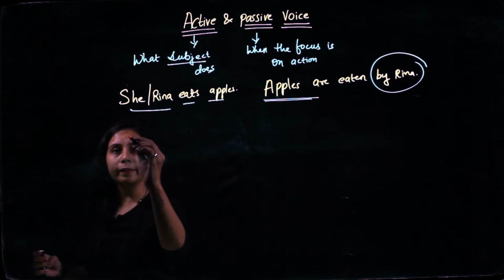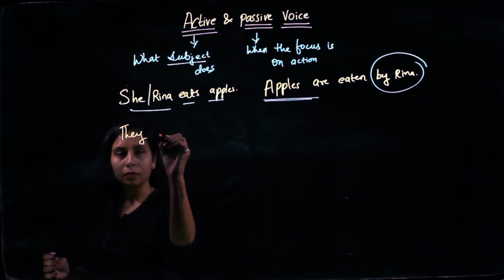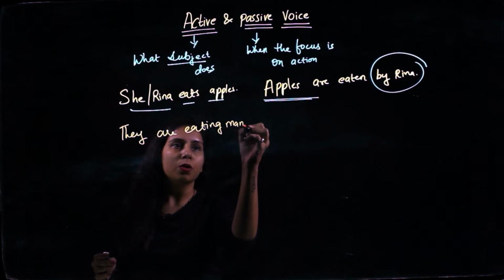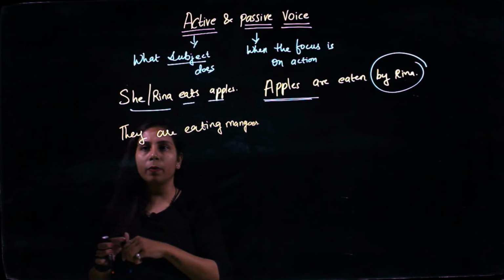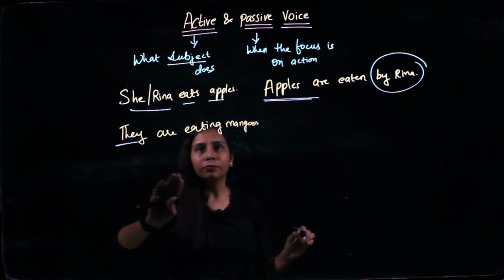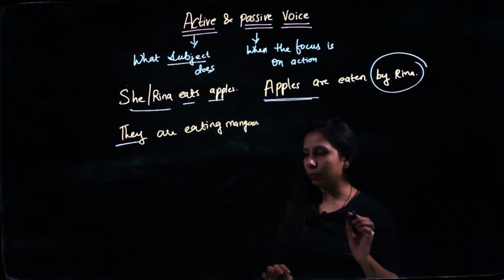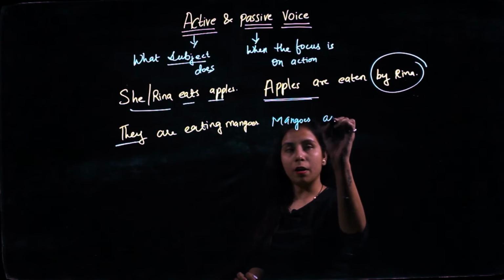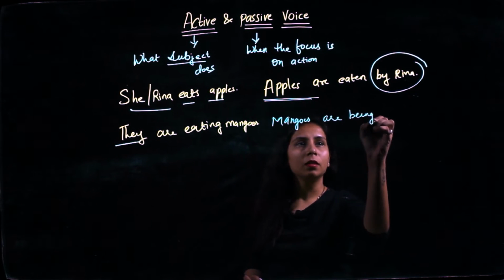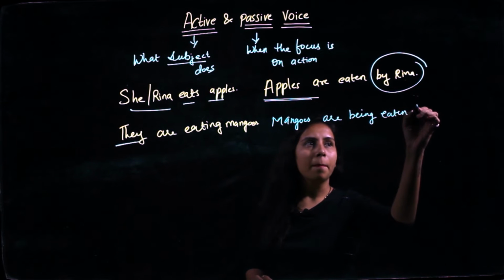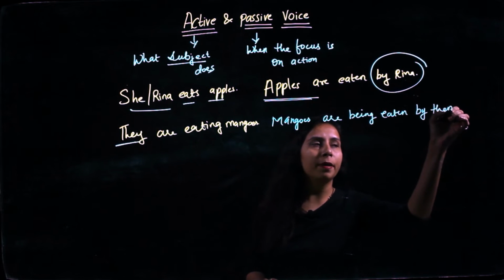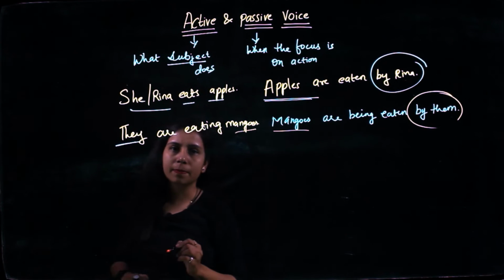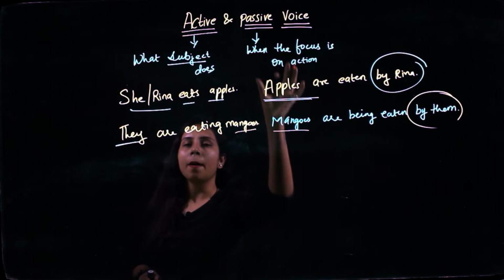I would take two to four more examples. They are eating mangoes. I have purposely taken the plural form over here, plural of people, like they. The noun is in plural, the pronoun is in plural format over here. Mangoes are being eaten by them. So again, they have become the last priority at the end, and the second noun has become the first priority in the sentence when it is passive voice.